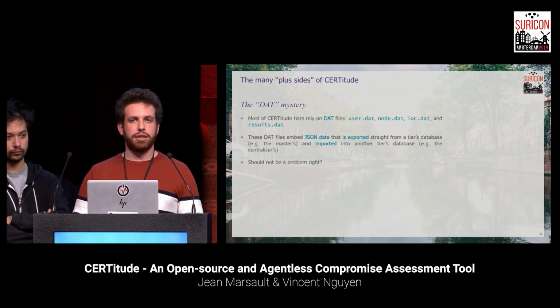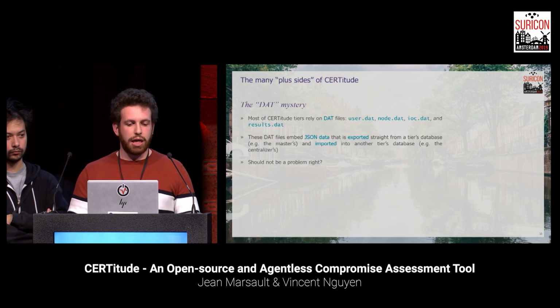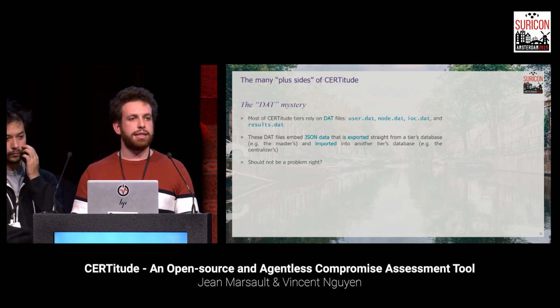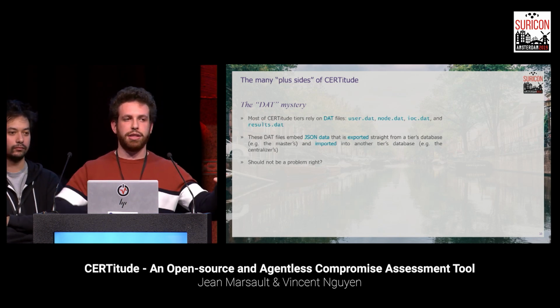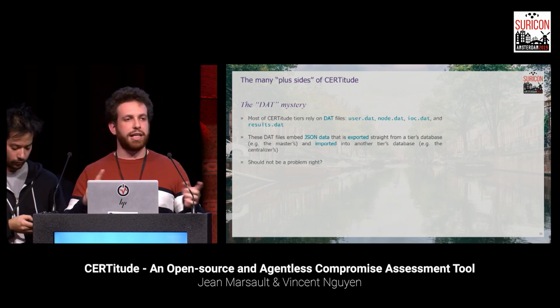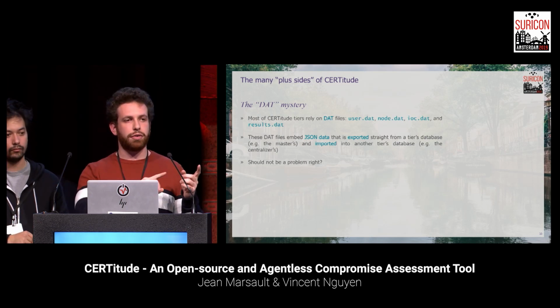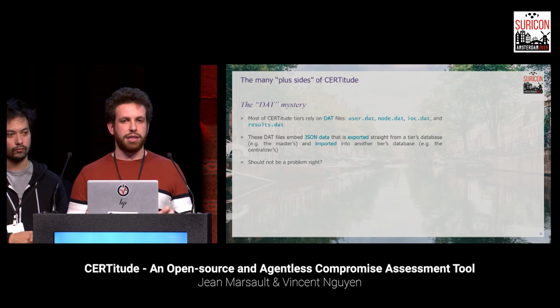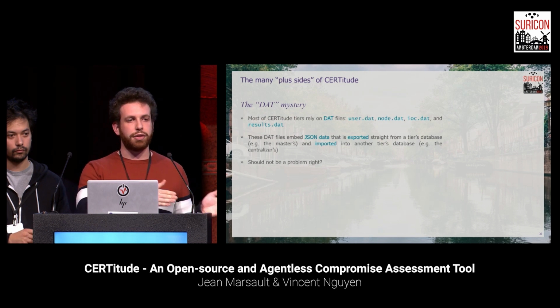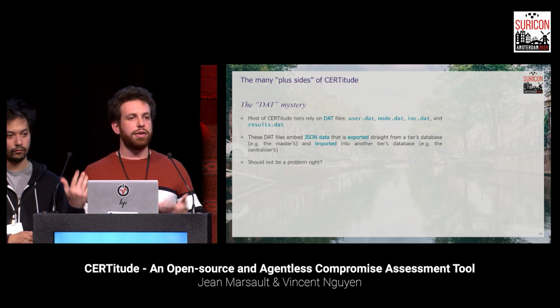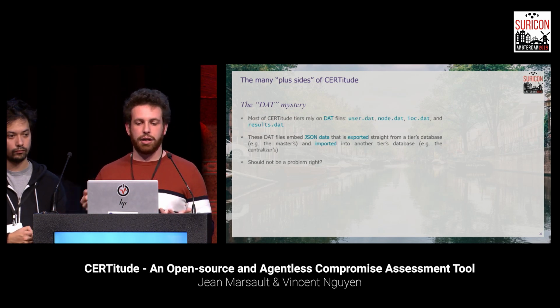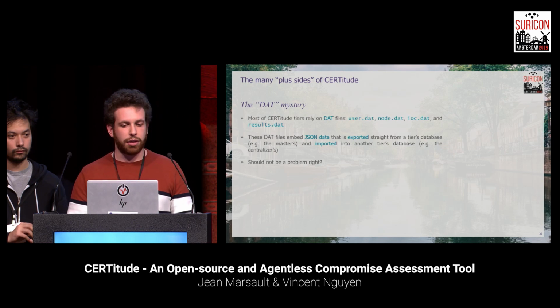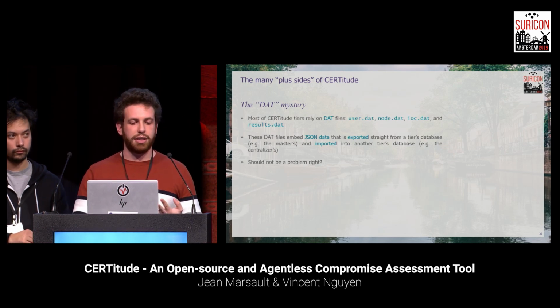There are two more things that are quite nice about this tool. The first one, we decided to call it the DAT mystery. When you have to interact between the master nodes and the centralizer nodes, in some cases they won't be able to talk to each other because the information system is very segregated. So you will need to transfer information from one to another without using the network. So we used what we call the DAT files. We have four types of DAT files for now: the user, the node, the IOC, and the results.